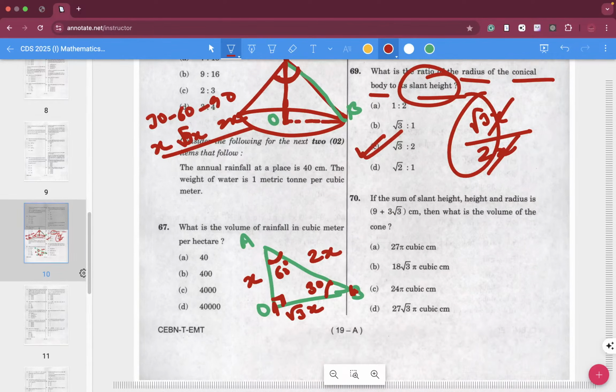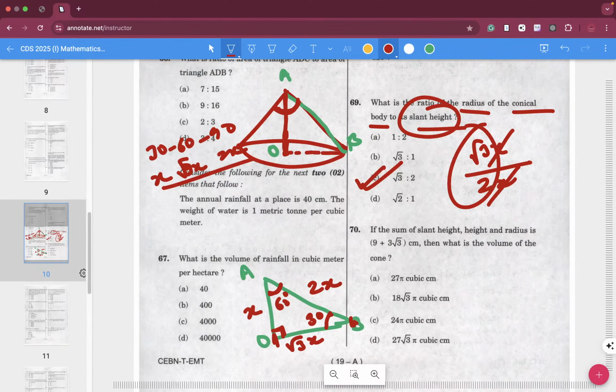Now they are saying the sum of the slant height and the radius is given as 9 plus 3 root 3.